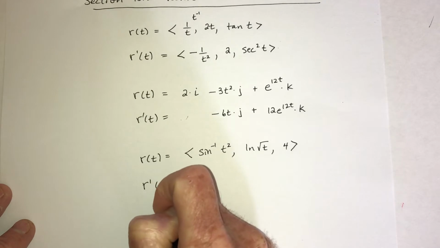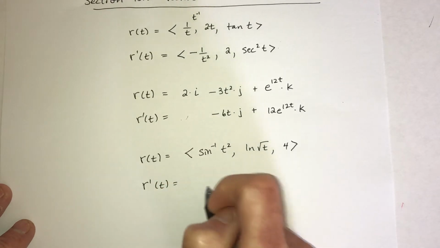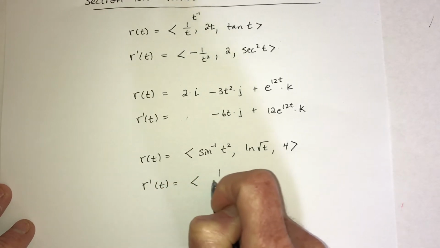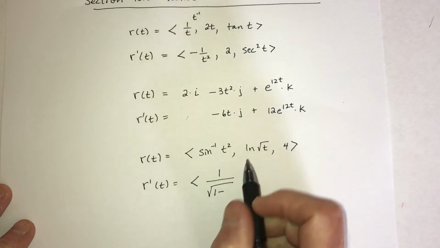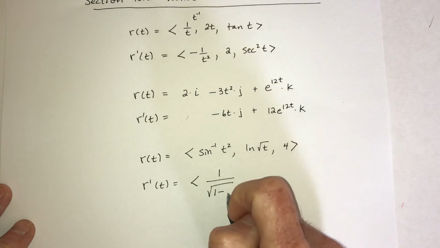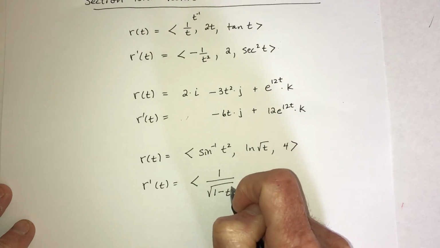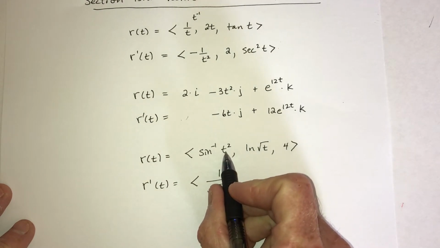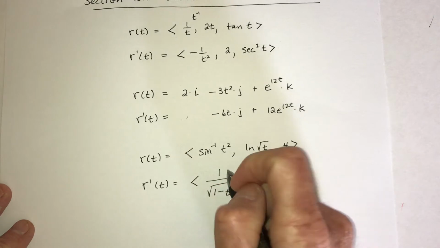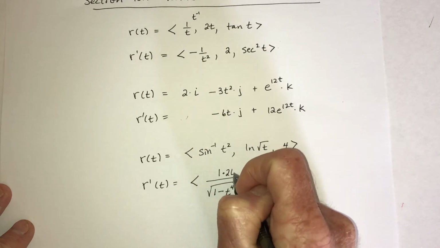So the derivative for sine inverse is 1 divided by the square root of 1 minus, and then the argument needs to be squared. So t squared needs to be squared, which makes it t to the 4th. And then don't forget the chain rule. The derivative of the inside part right here is going to be a 2t. So times 2t.